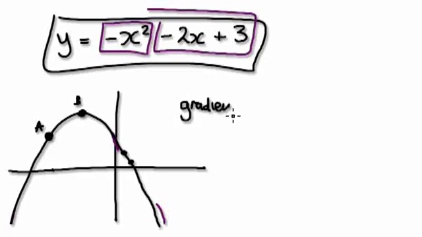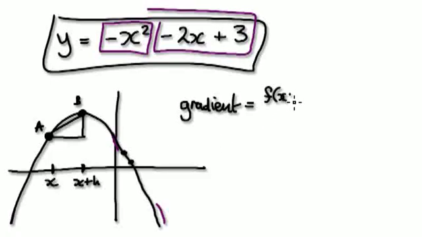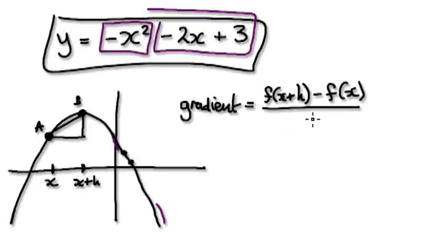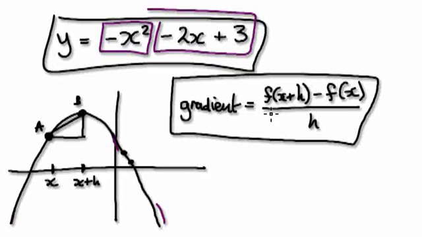The gradient that exists between A and B is given by, well, don't forget, this here we're going to say is x, and this is x plus h. So the gradient that exists between A and B is given by f of x plus h, take away f of x, and then divided by h. Remember, h is from here to here.